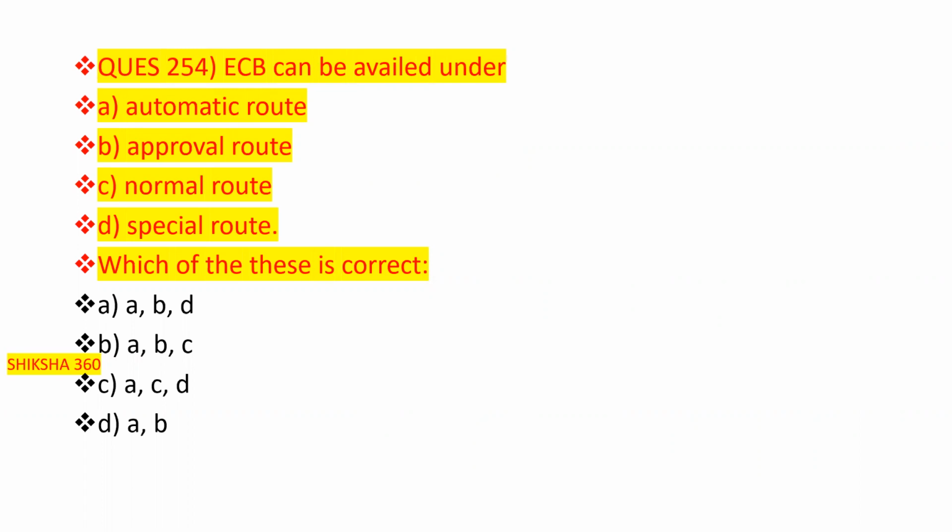We know that ECB, external commercial borrowing, can be availed under two routes. Only one option, D, mentions both A and B. Even if you know it can be availed under two routes, you can answer the question as per the option, but not every time will they give the options this way. So the correct answer is that ECB can be availed under the automatic route and the approval route.